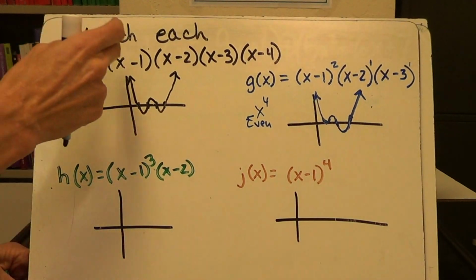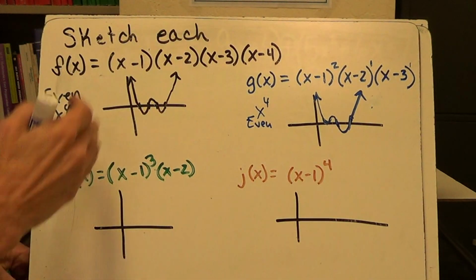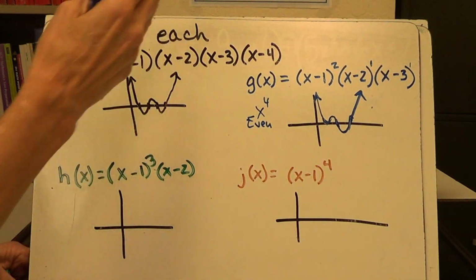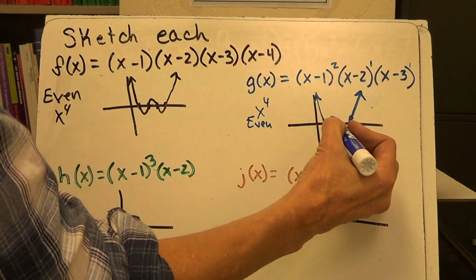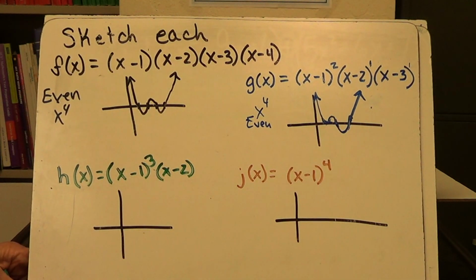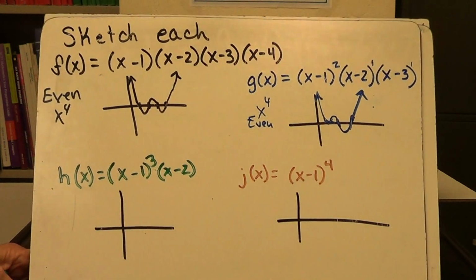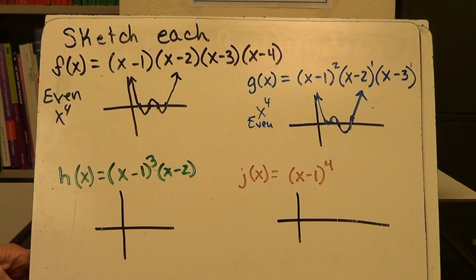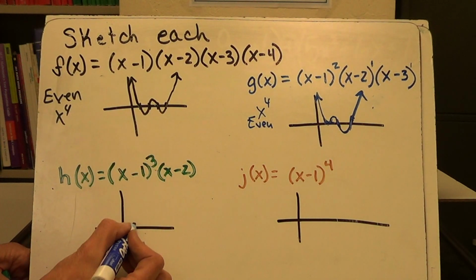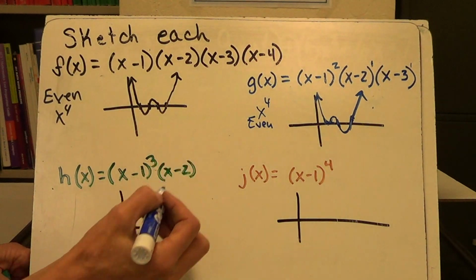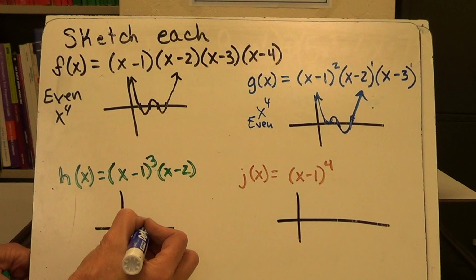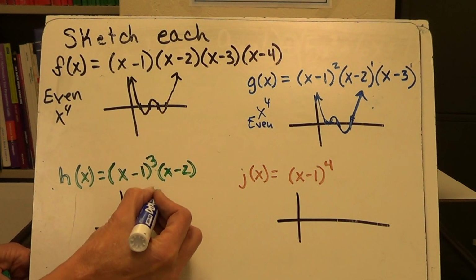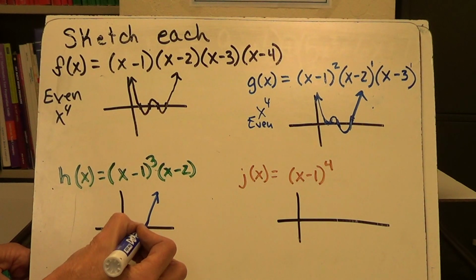So my zeros are shown in my factors. If they're to an odd exponent, they go through the x-axis. If they're to an even exponent, they touch or go tangent to the x-axis. So the next one, at 1 it's 3, and at 2 it's 1. So they're going to go through here. This is to the fourth power still. So I can picture it.